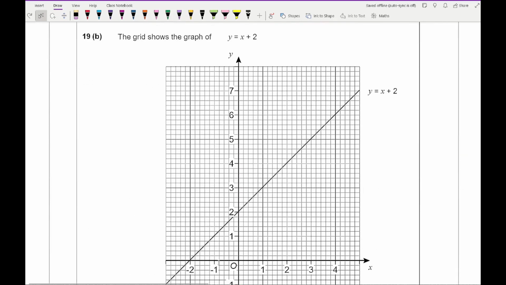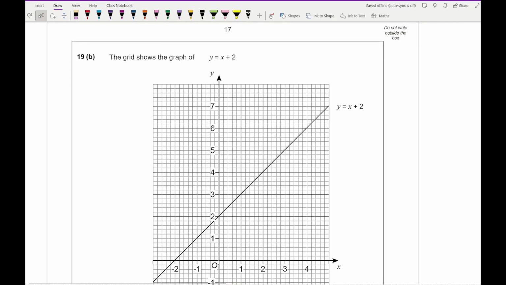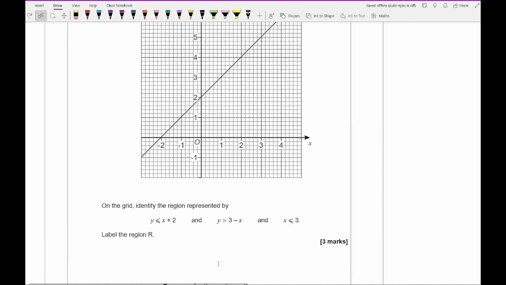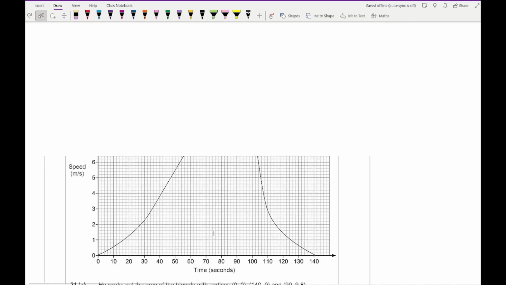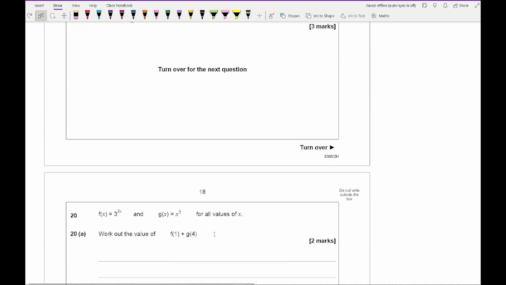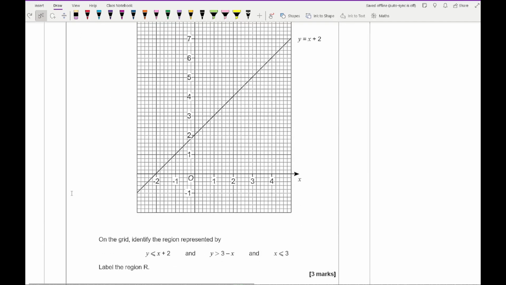Moving on to question 19b, it says the grid shows the graph of y equals x plus 2, and the question is asking us, on the grid, to identify the region. Let's go back to the question. There we go. It says on the grid, identify the region represented where y is less than x plus 2, y is greater than 3 minus x, and x is less than or equal to 3. So this line here is already drawn for me. That's done in black. So the next line for me to do is plot this line. So what I need to do is y equals 3 minus x.